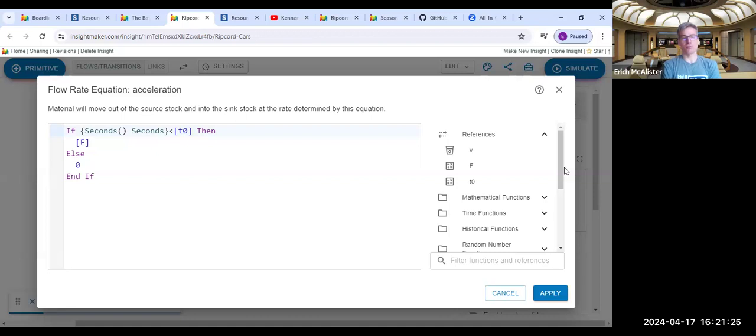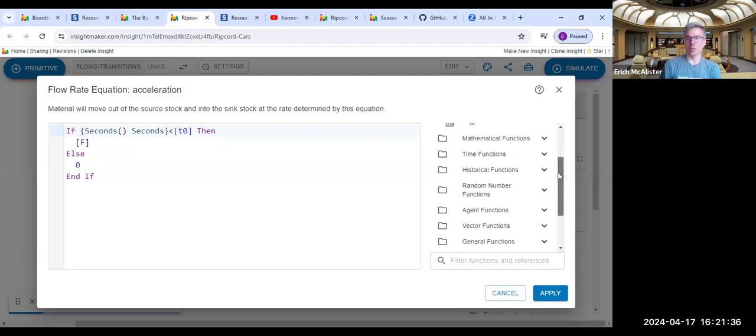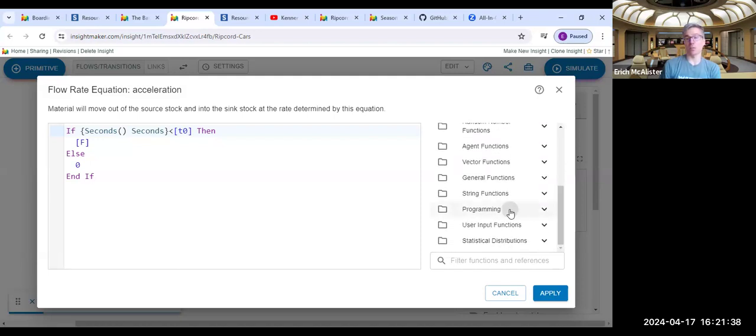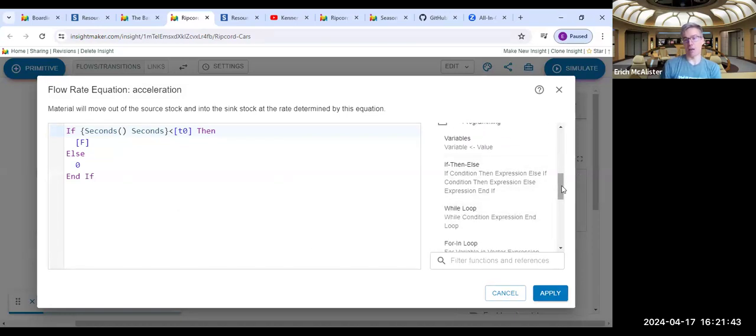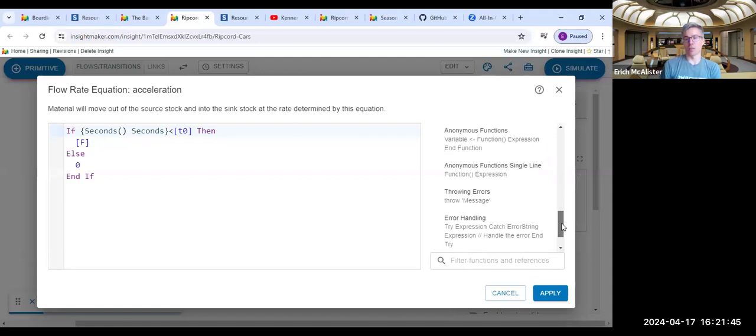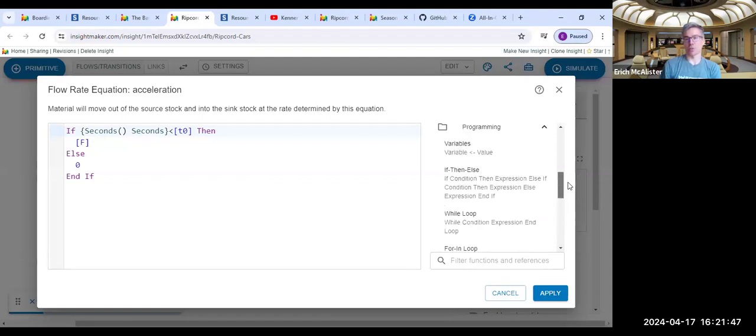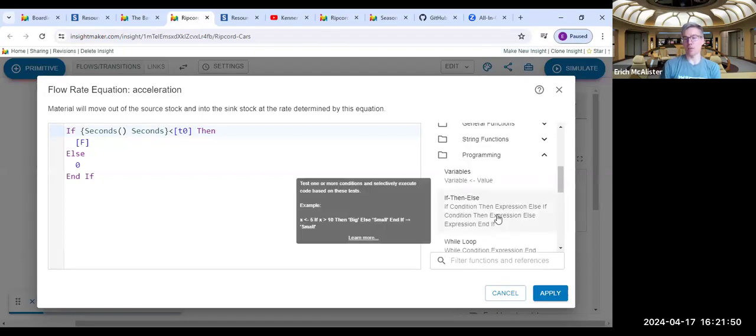In the acceleration term, I'm going to open up the expand. I can use conditional statements in the construction of a flow rate if I want. There are all sorts of different functions you can use. This one I used in the programming functions. There are some that I don't imagine using, like string functions. If you have some piecewise defined flow rate, you can use a conditional statement like this.